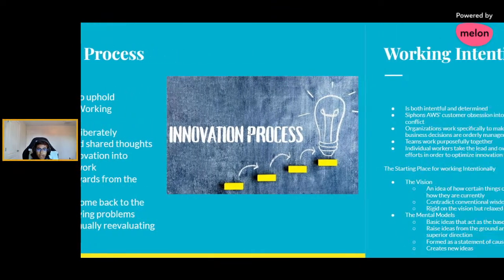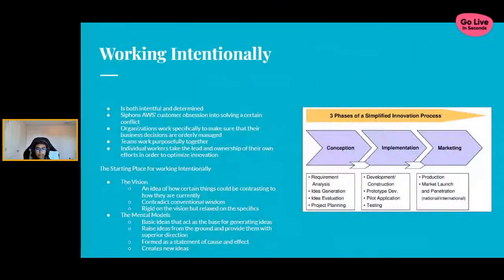Next, let's discuss working intentionally. Work should be both intentful and determined, and this siphons AWS's customer obsession into solving a certain conflict. Organizations work specifically to make sure that their business decisions are orderly and managed. Then teams will work purposefully together. Individual workers take the lead and ownership of their own efforts in order to optimize innovation.